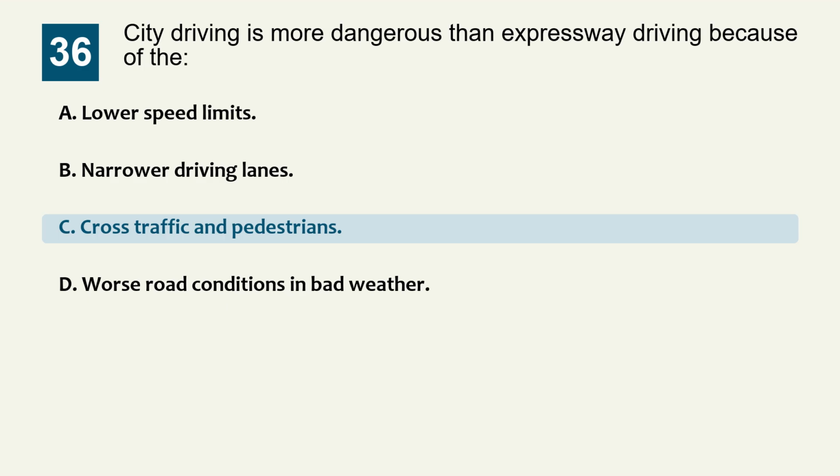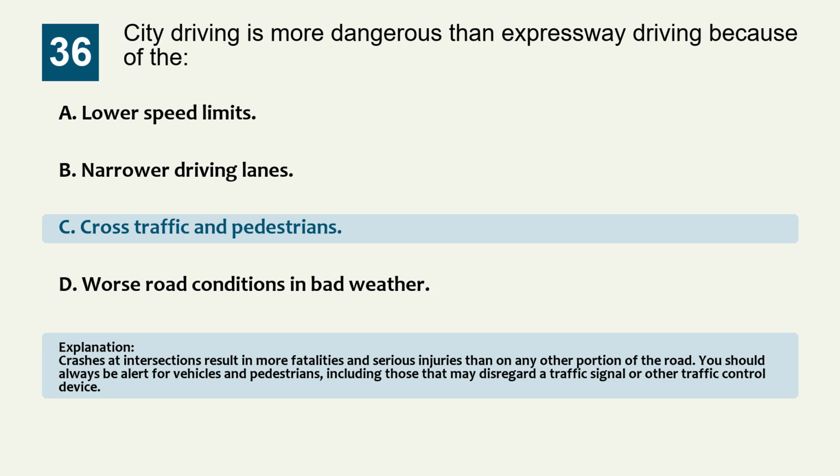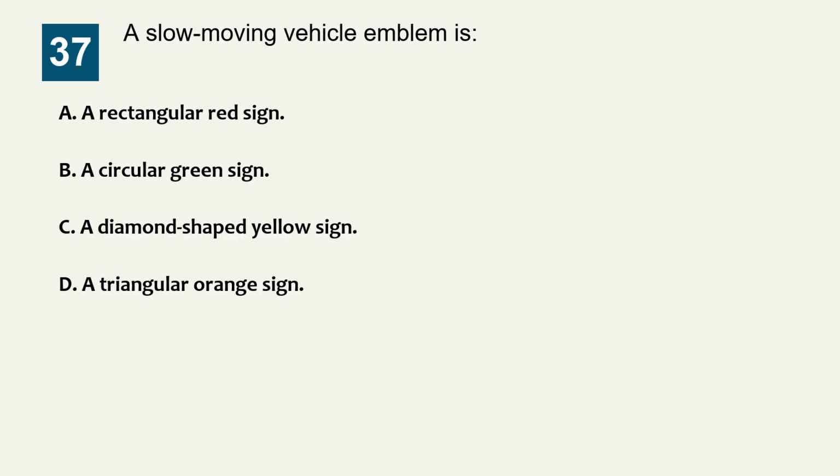The correct answer is option C. Cross traffic and pedestrians. Explanation. Crashes at intersections result in more fatalities and serious injuries than on any other portion of the road. You should always be alert for vehicles and pedestrians, including those that may disregard a traffic signal or other traffic control device. Question 37. A slow-moving vehicle emblem is Option A.